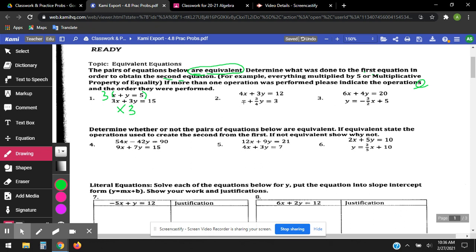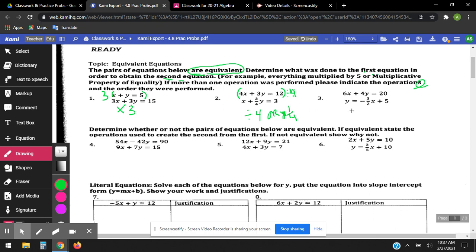Here we go from 4x to 1x, so it's getting smaller, 3y to 3/4 y, 12 to 3. So in this case, you would say everything was a divide by 4 or times 1/4. So we could take this top one and divide by 4 on that. Okay, or multiply by 1/4. All right, this last one.